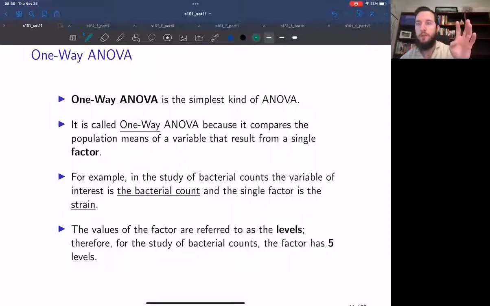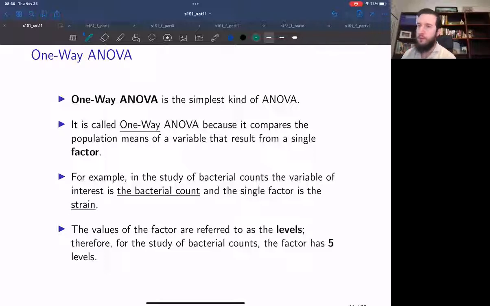So in this particular illustration, our variable is bacterial count. So we're only studying one outcome, which is bacterial count across each of the different strains. So because there's only this one variable, it's one-way ANOVA. There's many different types of ANOVA, and they can consider multiple kinds of variables in their setup. So the one-way ANOVA is the simplest kind of ANOVA because it only takes into consideration one variable, and it's a global test for a difference among the means.